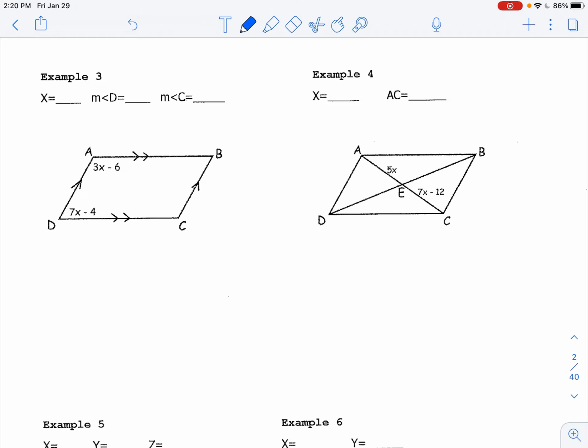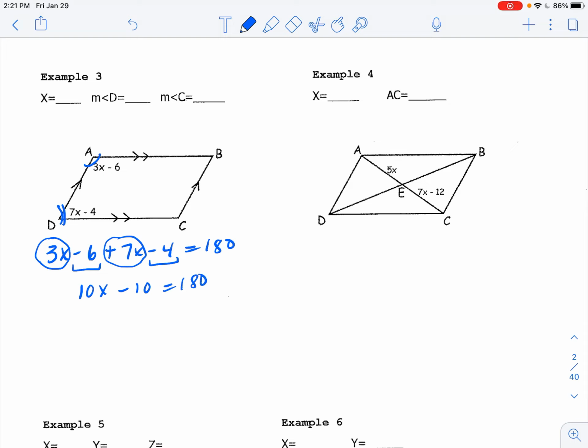In example 3, I have adjacent angles. These are not congruent, but they're supplementary. That means they add to 180. So let's combine our like terms. I have 3 x's, and I'm going to add 7 more x's, so that's 10 x's. And I have negative 6, and I take away 4 more, so that's negative 10. Add 10 to both sides, so that gives me 190, and my x is equal to 19 when I divide by 10.